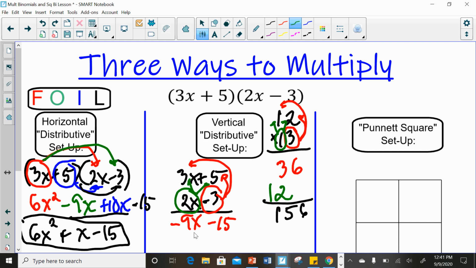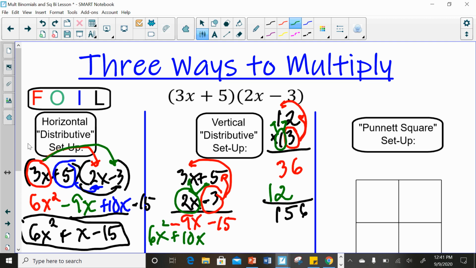But we're going to put our 10x underneath its like term. So always line up like terms. So it's a positive 10x, so I put a plus 10x. And then 2 times 3 is 6, and x times x is x squared. So there is no like term here to an x squared. Nothing has an x squared. So you have to create its own column over here. So you get a 6x squared like this.